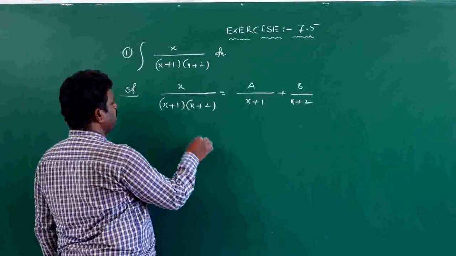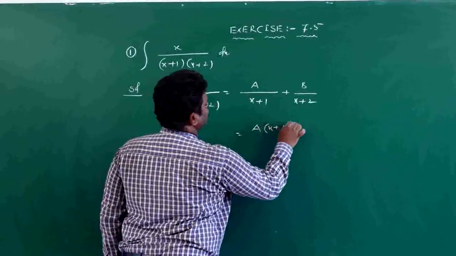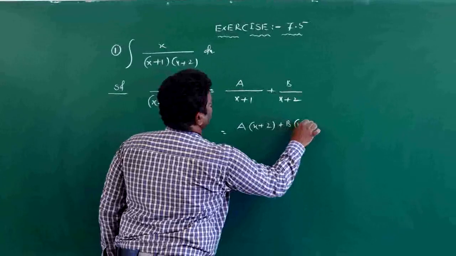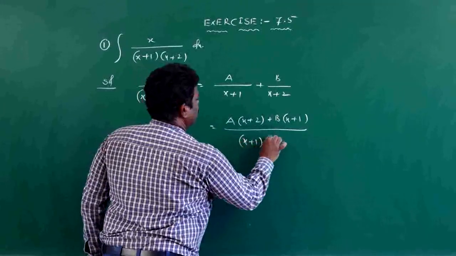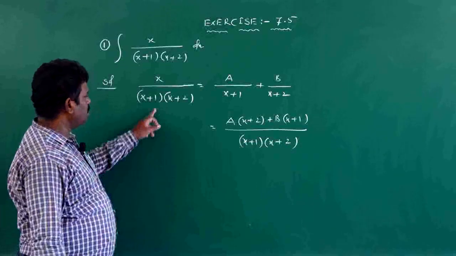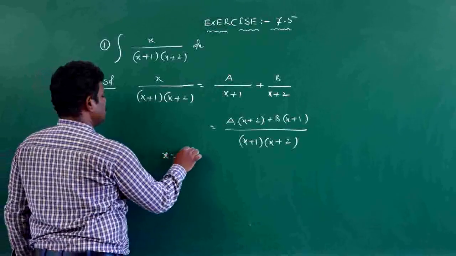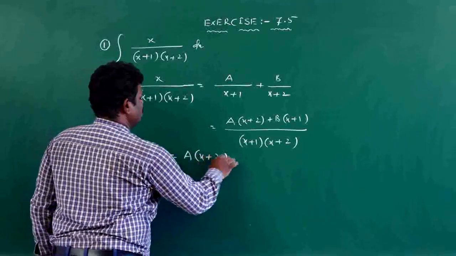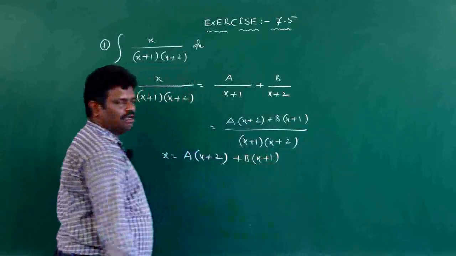Now if you take the LCM, we get a into x plus 2 plus b into x plus 1 by x plus 1 into x plus 2. Here the denominators are the same, so we just compare the numerators. x is equal to a into x plus 2 plus b into x plus 1.